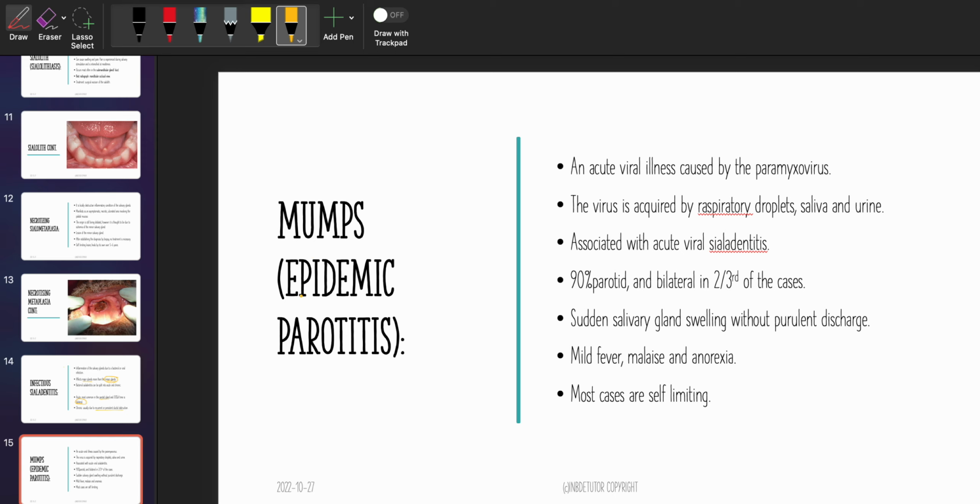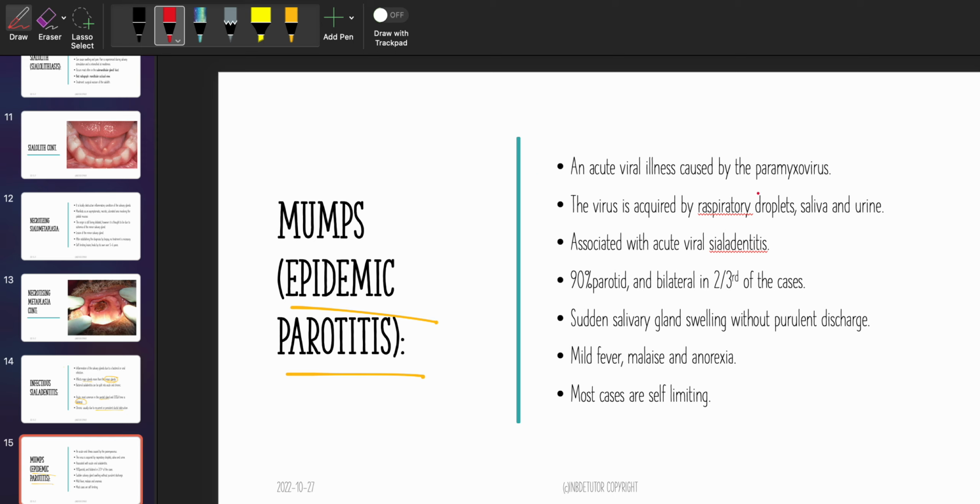Now, the next topic that we'll be studying today is mumps. I have mentioned another name over here, which is epidemic parotitis. This is a common trick where the INBDE exam tries to confuse the students. You might know what mumps is, but you might not know the other name of mumps, which is epidemic parotitis. So if you see this name in the options, do not worry, because this is mumps. It is an acute viral infection caused by paramyxovirus.